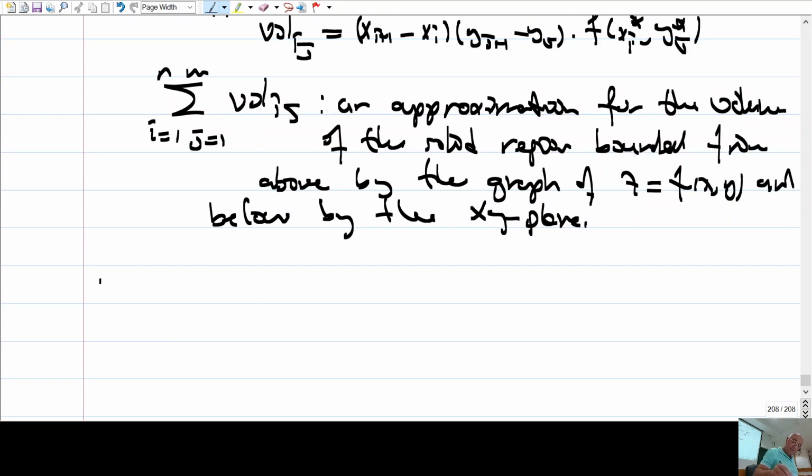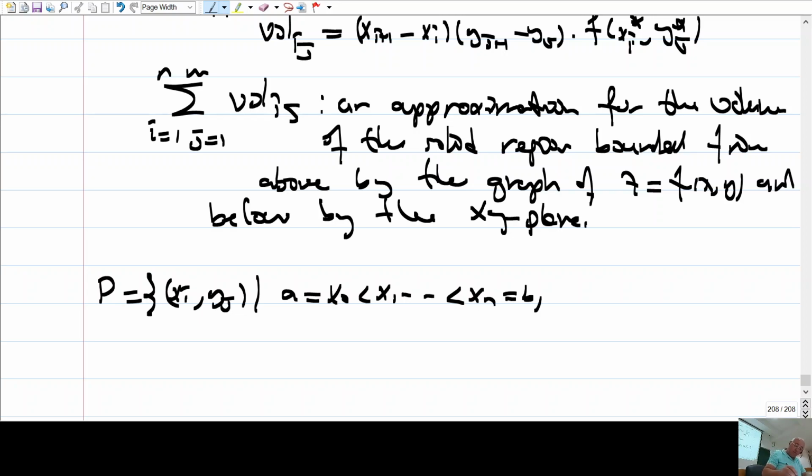Okay, by the way, what is P? P is this object. P is the following. You divide, so you have x_i, y_j's such that x_0 is equal to a, x_1 up to x_n, which is b, and the y_j's are these. c is y_0, and then y_1 up to y_m, which is d. So you divide the x interval and y interval into pieces.